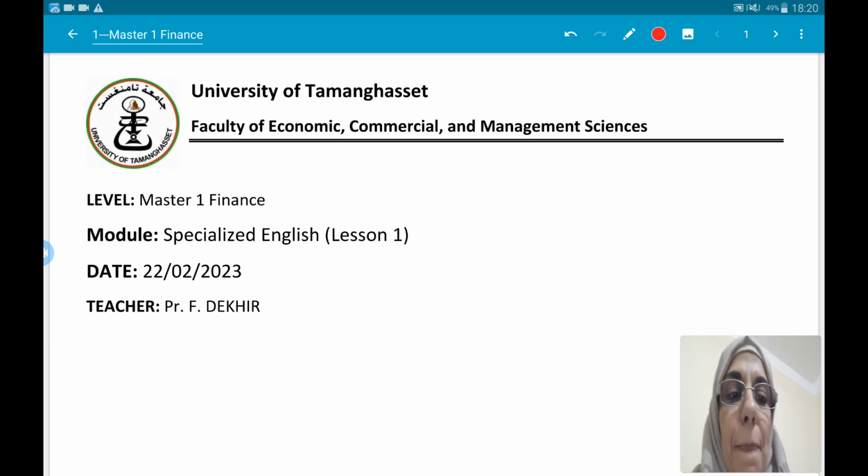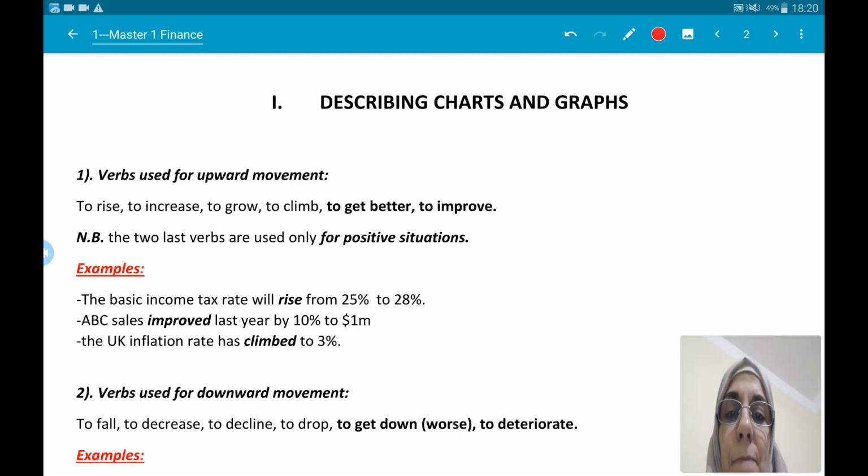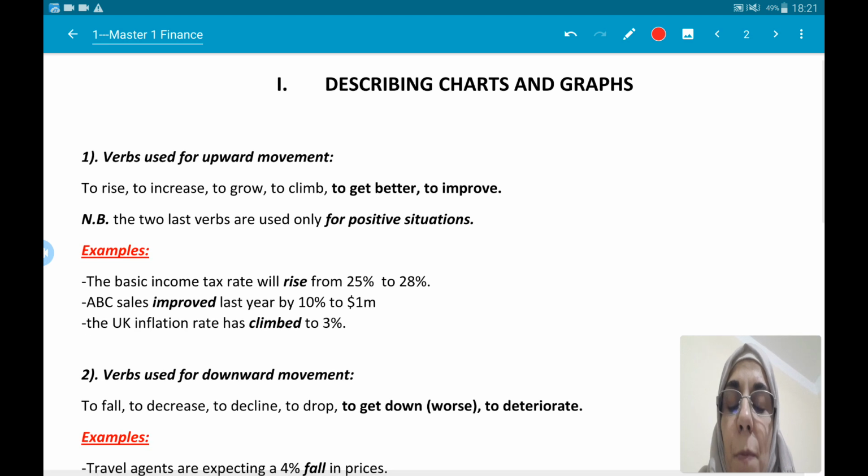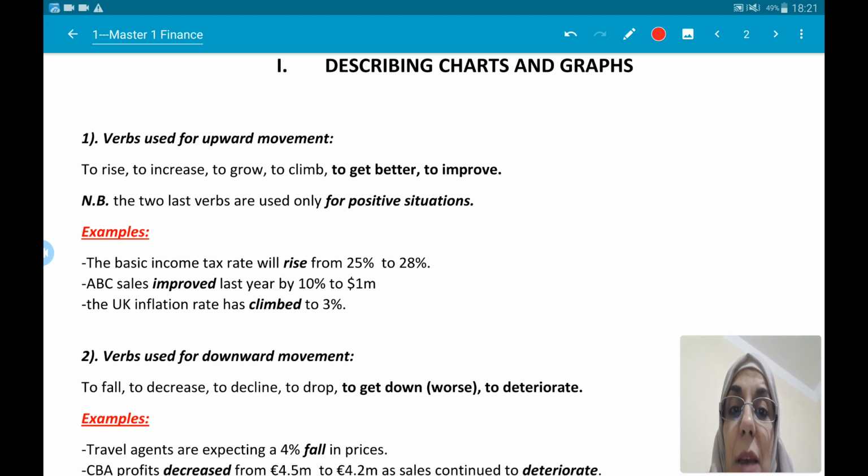Well, the very first lecture is about describing charts and graphs. This is not something new. We did this in the first semester, but I didn't emphasize so much the exercises and the verbs that we must use in order to describe changes at the level of charts, graphs. Well, here are some examples.